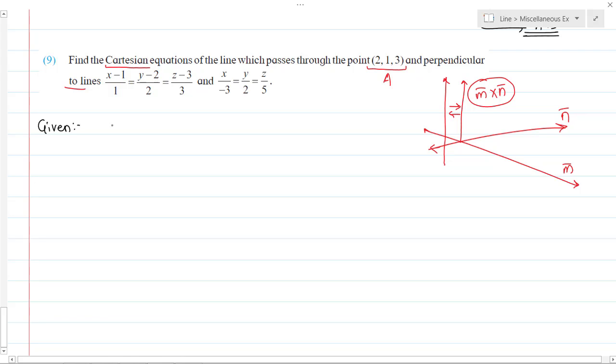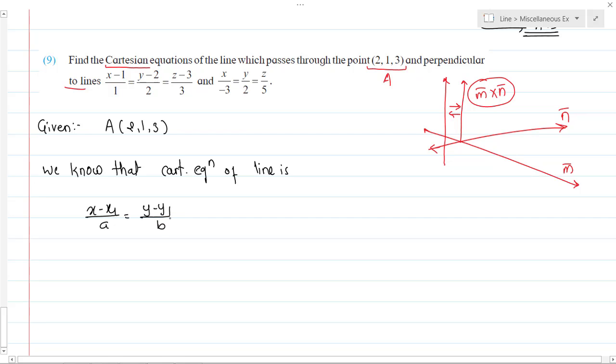Given is what? The point A is given, so 2, 1, 3, and they are asking for the Cartesian equation. So for the Cartesian equation, we know that the Cartesian equation of a line is (x minus x1) by a equals (y minus y1) by b equals (z minus z1) by c, where these points become x1, y1 and z1.